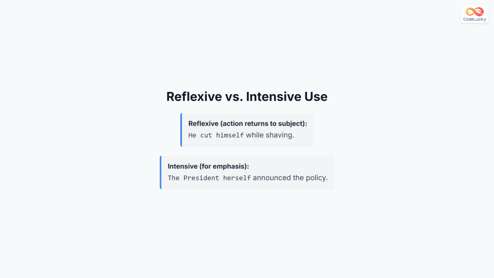Reflexive pronouns can be used in two ways. Reflexively, when the action returns to the subject, like he cut himself while shaving. And intensively, to add emphasis, like the president herself announced the policy. Both uses are correct but have different meanings.